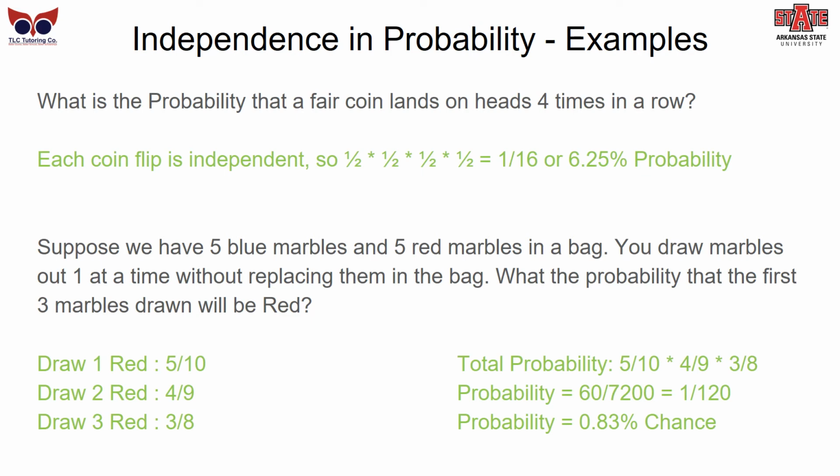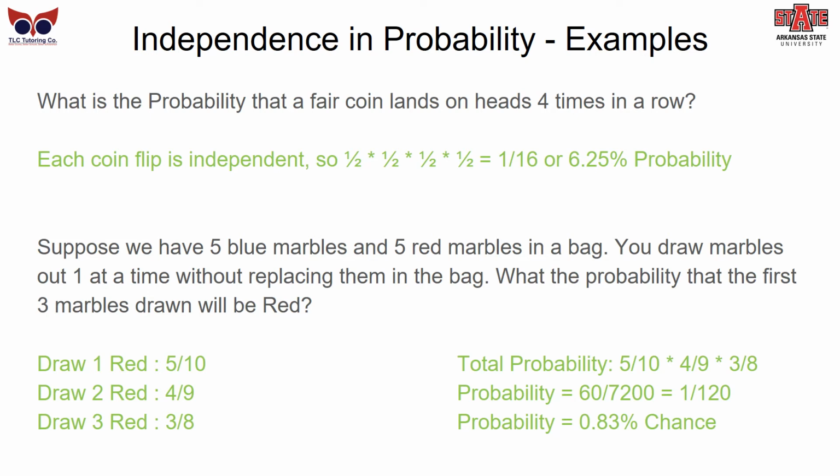So for the coins, since they are independent, it's 1/2 times 1/2 times 1/2 times 1/2. There's a 1 out of 2 chance every time you toss it. So there's about a 1 out of 16, or 6%, probability that you would get 4 heads in a row. It's not impossible, but it's pretty low.